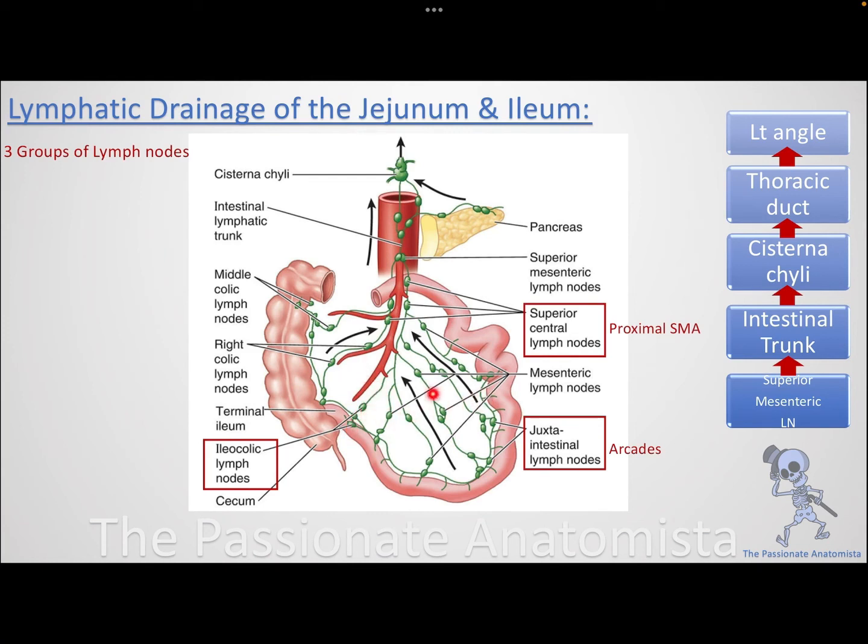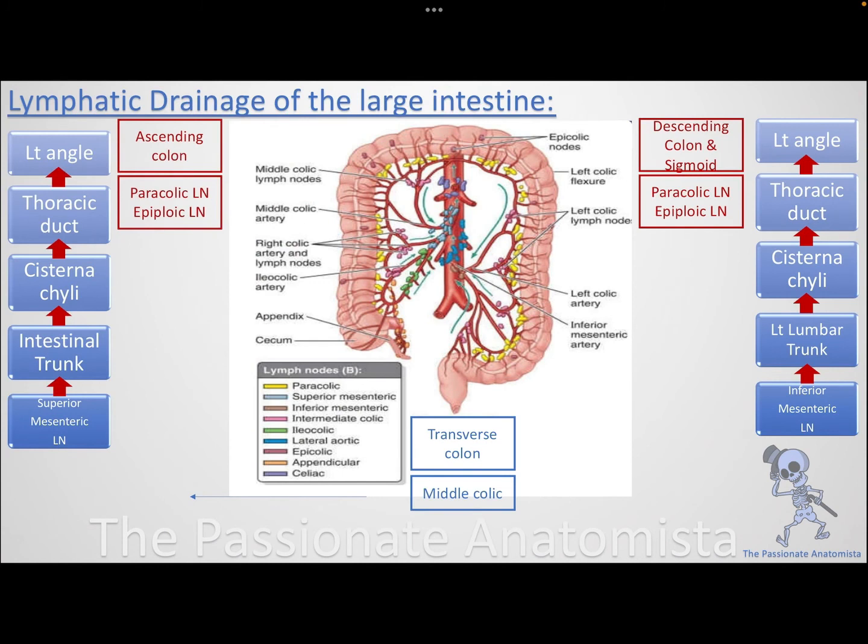So these are the groups of lymph nodes that drain into, of course, the artery that supplies the midgut, which is the small intestine, which is the superior mesenteric. So from these lymph nodes, we drain into the superior mesenteric, and then intestinal trunk, cisterna chyli, thoracic duct, and left venous angle. And of course, you guys know how they look, because we already explained that at the beginning of the video.